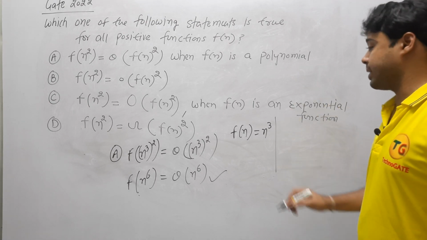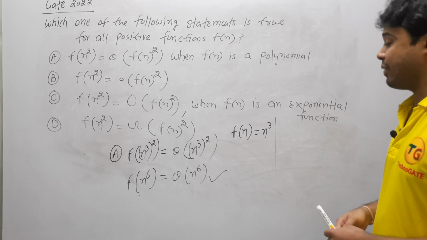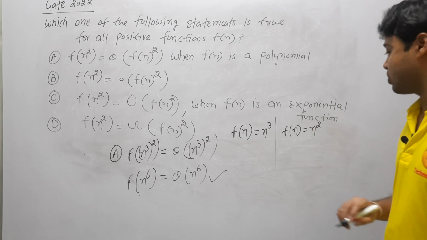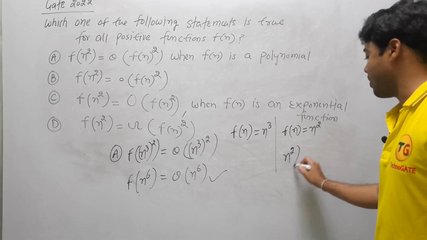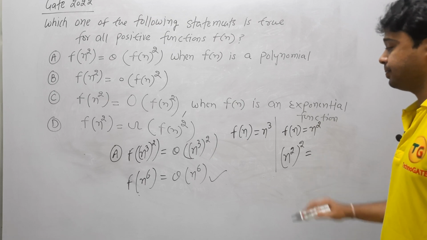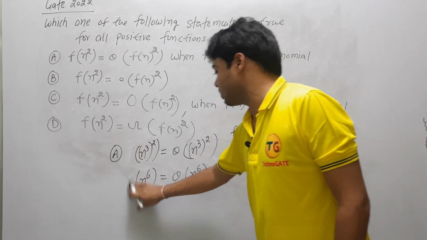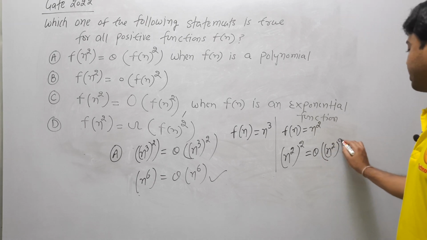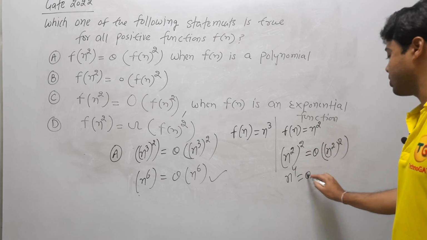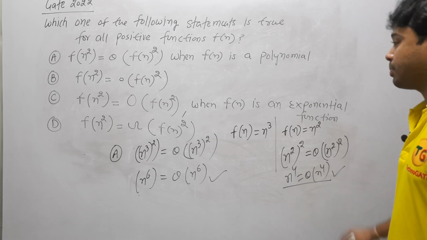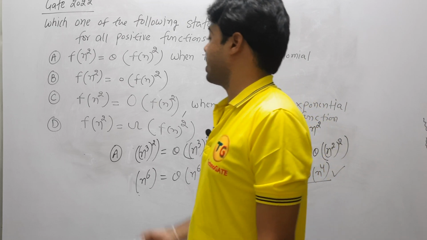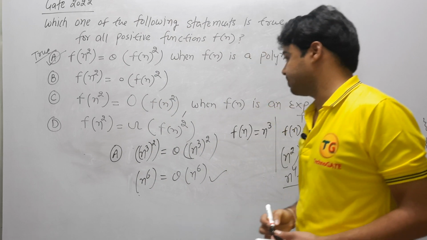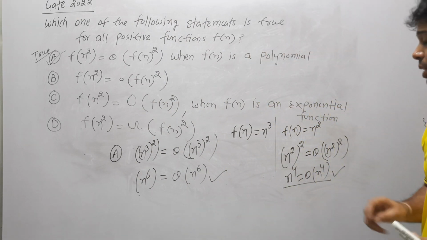Like suppose that we are taking f of n is n square here. So what is f of n here? N square raised to power square, so this equals theta of f of n squared, which is n square whole square. So here n raised to power 4 is a theta of n raised to power 4, exact bound here. Okay, exact bound. So A is true here.